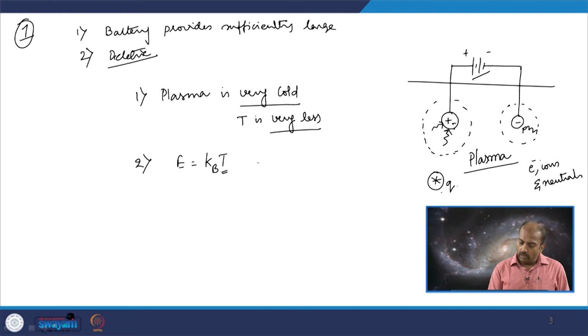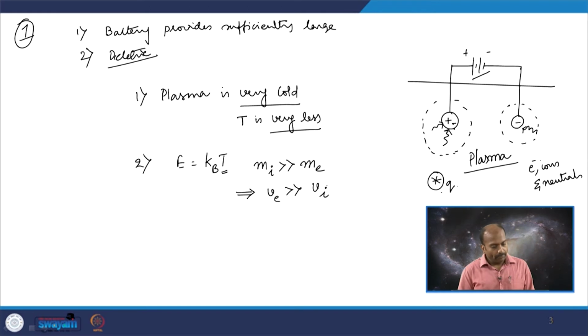Now, here the most important thing is that the mass of ions is very, very large in comparison to the mass of electrons. So, it is natural to expect that the velocity of the electron will be very, very large when compared to the velocity of the ion, right. So, what does it mean?